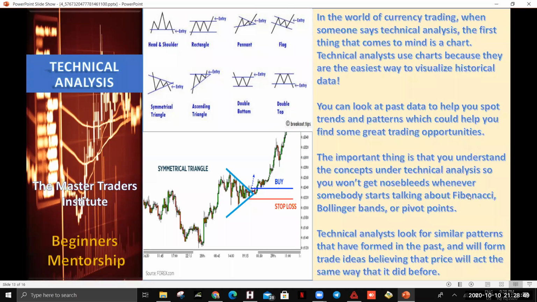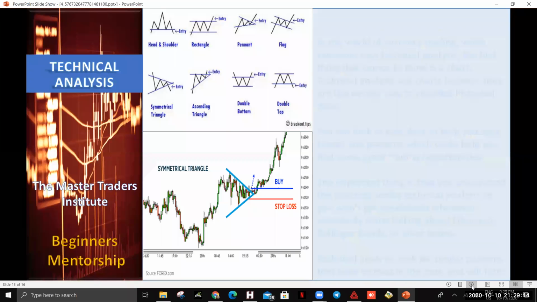As time goes on, you understand what Fibonacci is, what Bollinger Band is, or what a pivot point is. These are all technical terminologies that we're using, and they're all indicators that help us understand the technical analysis in the markets. So technical analysts look for similar patterns that have formed in the past and will form trade ideas, believing that price will act the same way it did before. That's what technical analysis is.